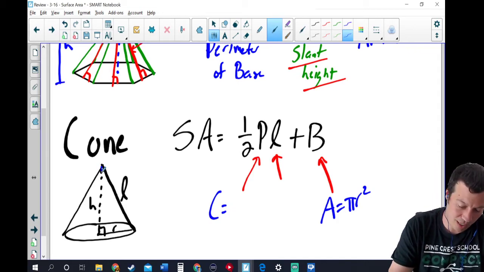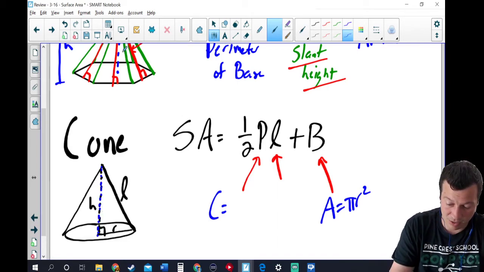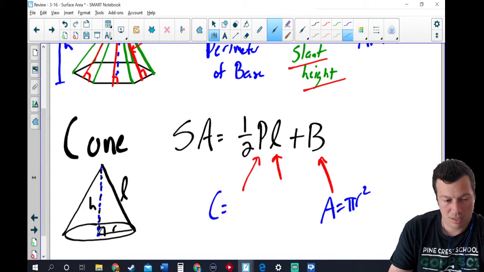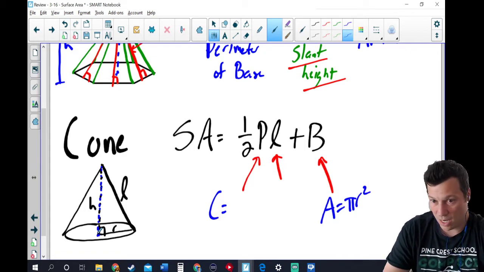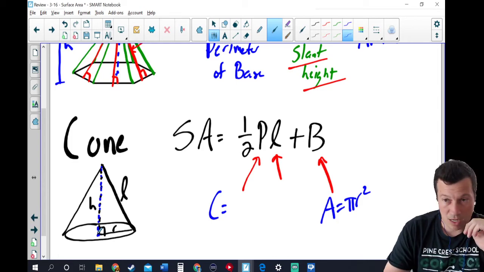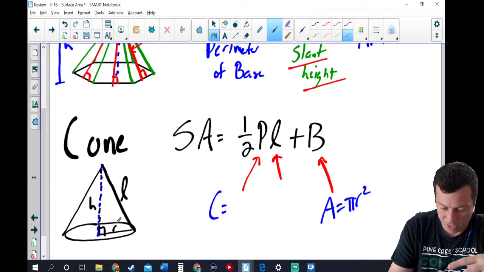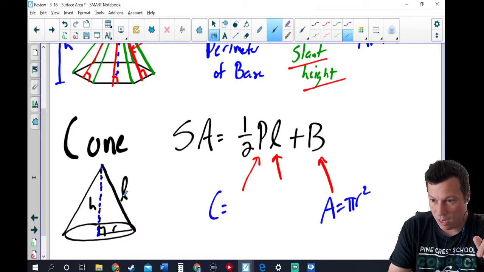Again, basically, if you drop the height down to the middle, to the center, either the center of the polygon or the center of the circle, depending on if it's cone or if it's pyramid or cylinder. So depending on what you have, a lot of times you might be given the height and the radius. You can find the slant height, Pythagorean theorem, stuff like that.